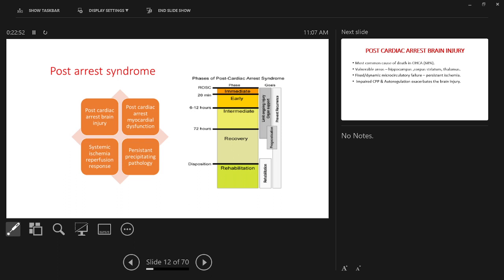Then in the recovery phase, which starts from 72 hours, we can neuroprognosticate the patient, and we can tell the attendants about the survival and prognosis of the patient after 72 hours. Then if the patient survives and gets discharged, if he has any disability, we have to provide rehabilitation after this phase.